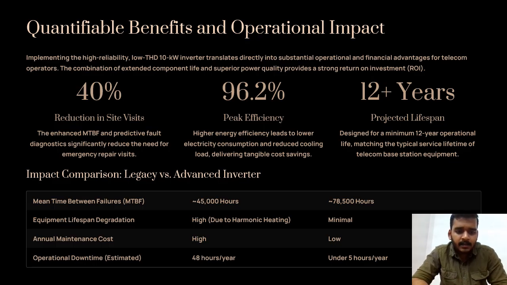The design mean time between failures, equipment degradation, annual maintenance cost, and operational downtime are all given. It is a minimum of 45,000 hours up to 78,500 hours, high efficiency with low cost, and 48 hours per year down to under 5 hours per year. So these are the components. The efficiency is more than 90; in percentage, the peak efficiency is 96.2 percent. Higher energy efficiency leads to lower electricity consumption and reduced cooling loads, delivering targetable cost savings.